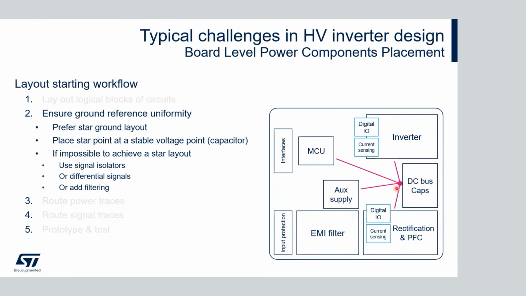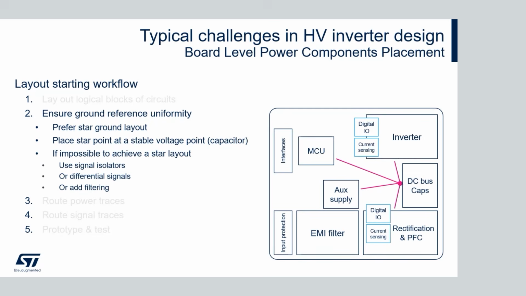It is not always possible to achieve this completely, and if you're facing some difficulties with this grounding layout, it's a good idea to consider using signal isolators between the different ground domains, or differential signals, because differential signals don't care about the common mode noise that would appear on the different grounds. And if the noise isn't severe, then maybe just some filtering on the signals between different ground regions may be enough.